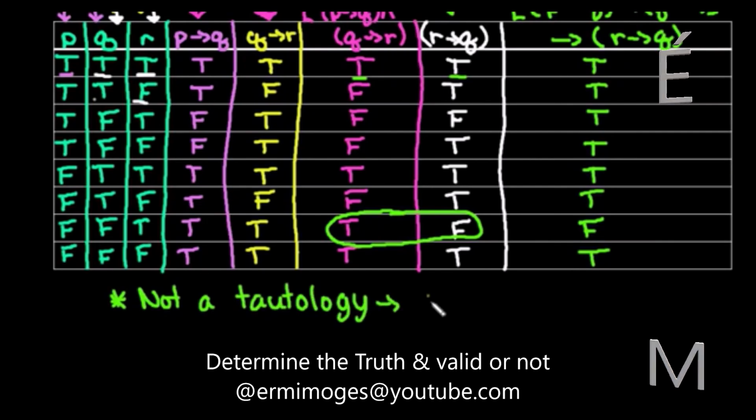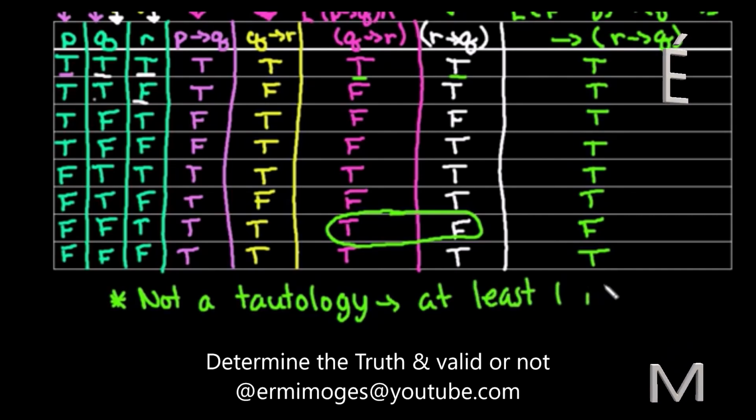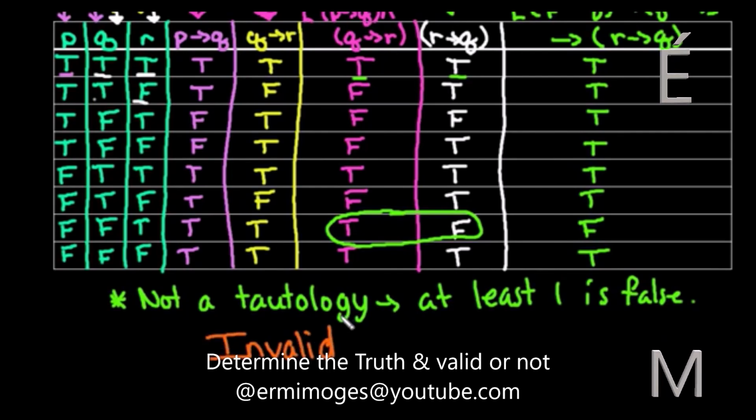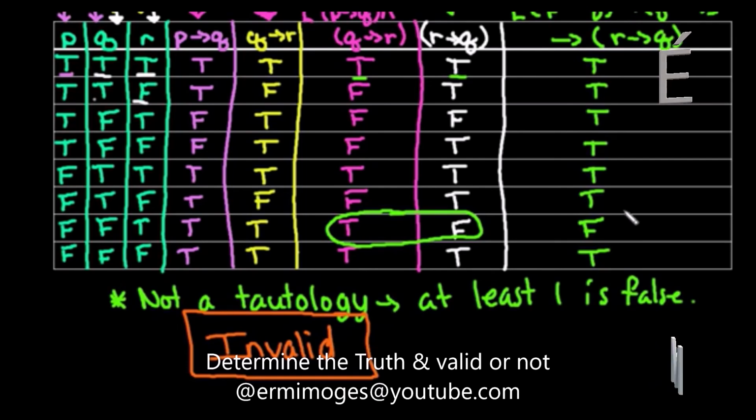which means that we have at least one false. Anytime this happens, you would say that this is an invalid argument. So it's invalid if you do not end up with a tautology at the very end of your truth table. This is a very lengthy process, but it's the best way of looking to see if a statement is valid.